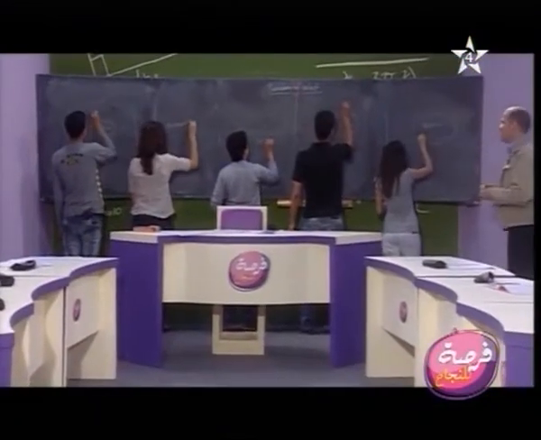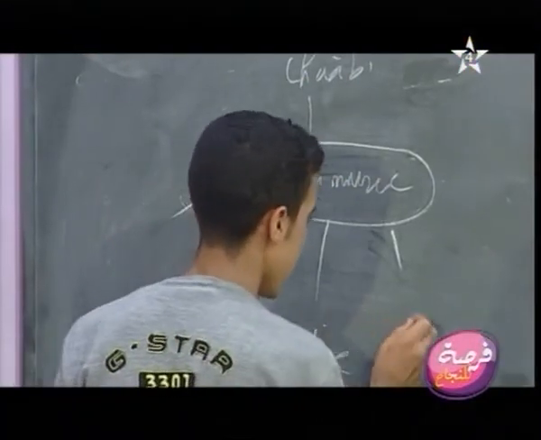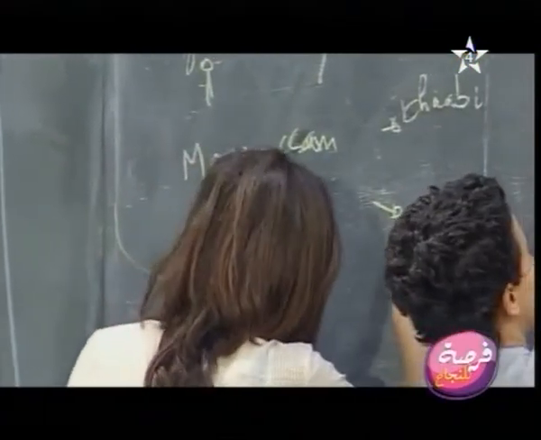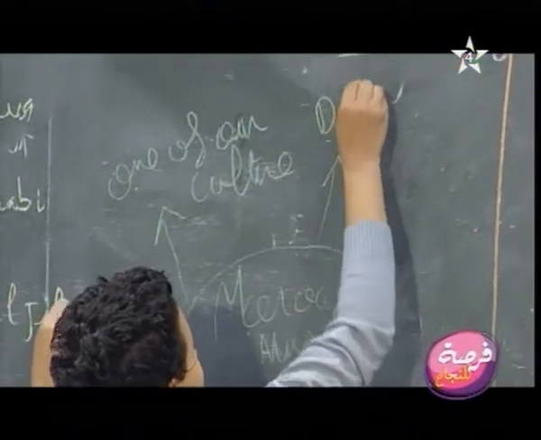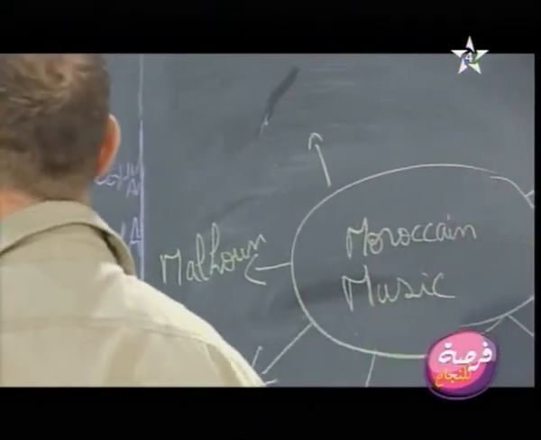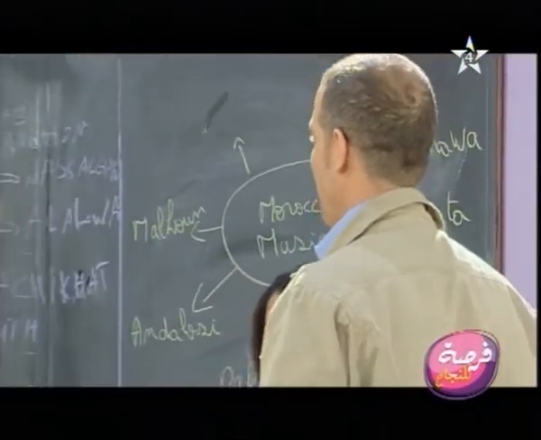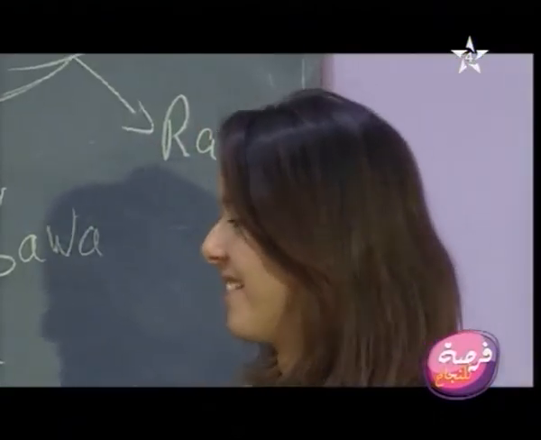Go ahead. 5 students, 5 contestants competing for who's going to give the biggest number of ideas about Moroccan music in 1 minute. 30 seconds to go. 3, 2, 1. It's over. Please look at me now. Thank you very much. Who's the winner? We don't know. Right. Actually, you are all the winners. Thank you. Go back to your seats.